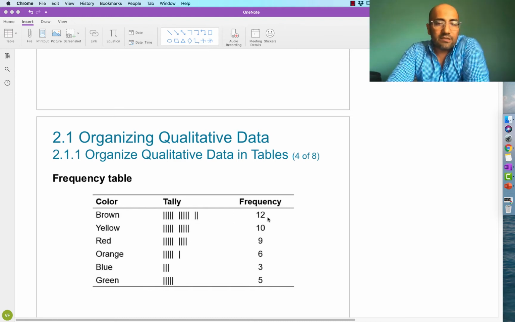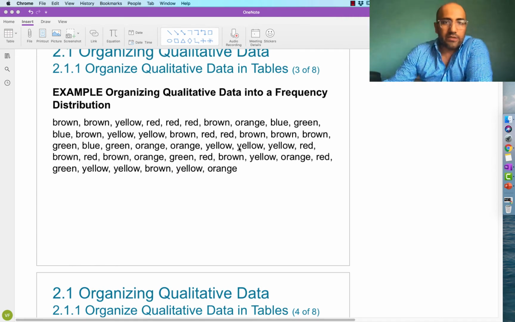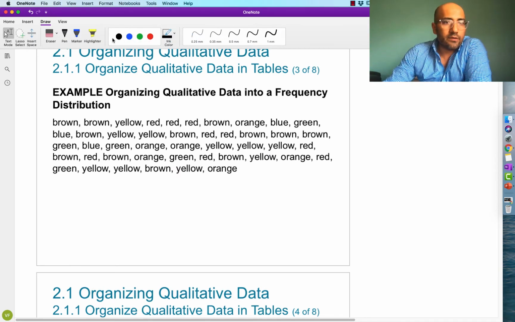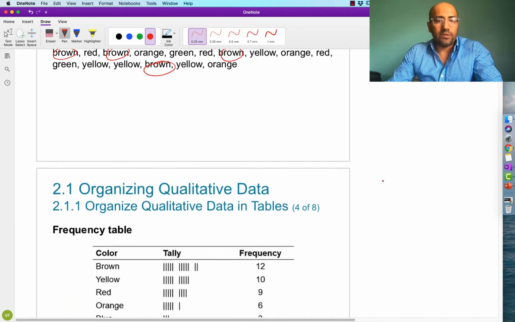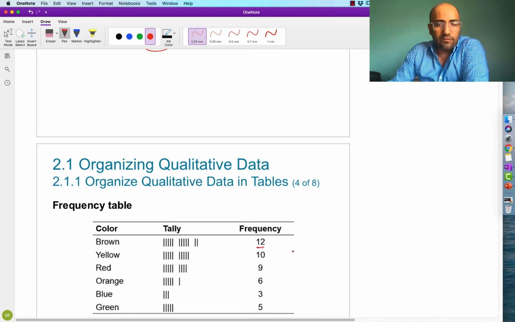So a frequency of 12 means that brown appeared 12 times in this list, right? So we can just find it real quick here. Let's circle it. So brown, there's 1, 2, 3, 4, 5, 6, 7, 8, 9, 10, 11, 12. There. So there were 12 brown ones that appeared, and that's why we have a frequency of 12.